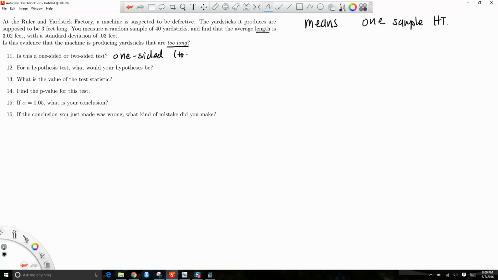The key word here is, are they too long? If it had said, is this evidence that the machine is producing yardsticks that are not exactly 3 feet, then it would be a two-sided test, because not exactly 3 feet would be too short or too long, both being problems here. Which is actually probably the more realistic problem at the yardstick factory, but in this case, the question was, are they too long? Apparently, short yardsticks are okay, but too long yardsticks, we can't have that.